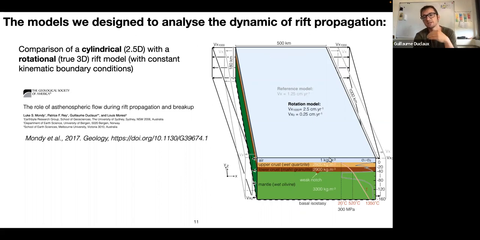The model is a relatively simplistic layered cake. You've got air at the surface to allow for surface deformation. There is an upper crust which has a viscoplastic rheology, defined as a wet quartzite, and a lower crust defined as a mafic granulite. The crustal thickness is about 40 kilometers. The temperature at the Moho is about 520 degrees. And then the mantle underneath is composed of a wet olivine rheology.